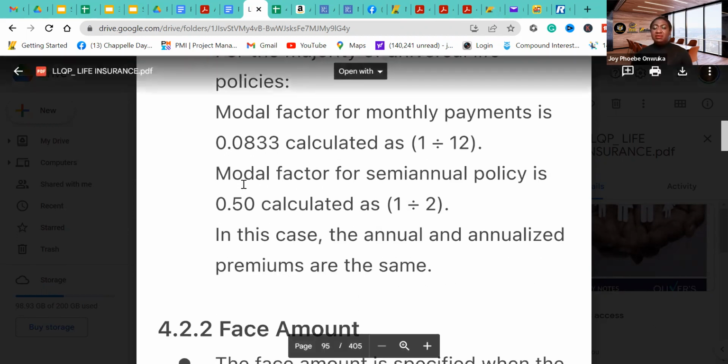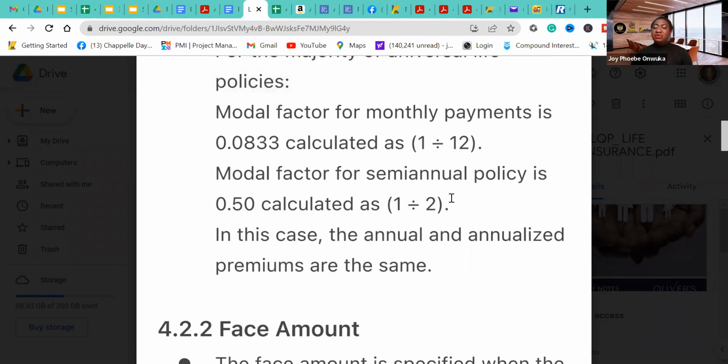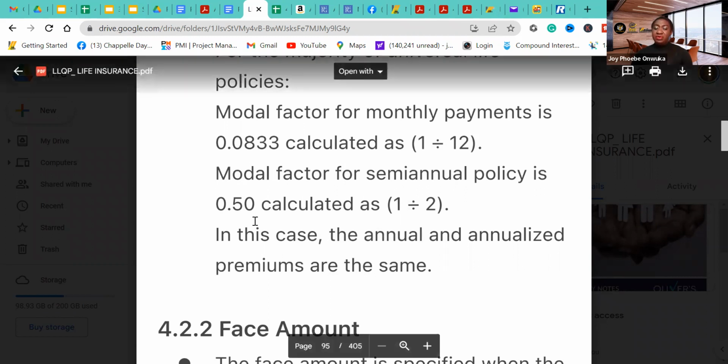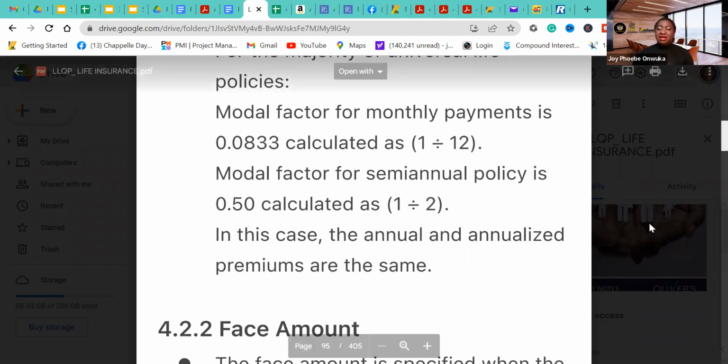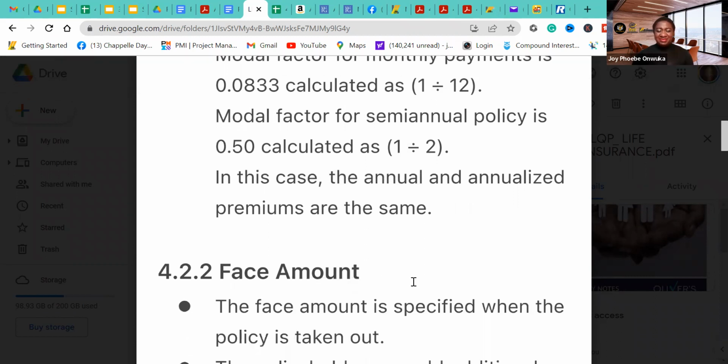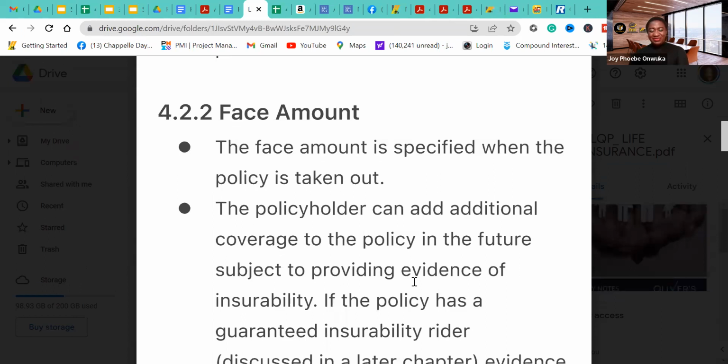All right. Now, the modal factor for a semi-annual policy is 0.50, calculated as 1 divided by 2. In this case, the annual and annualized premiums are the same. All right, we move on to face amount.